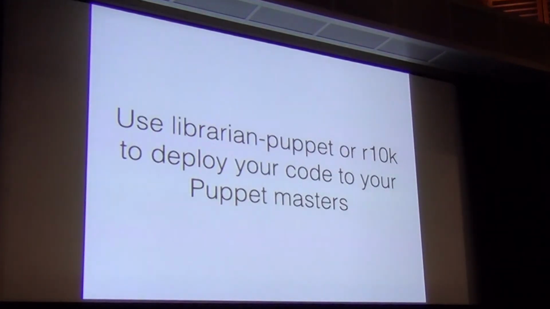Use Librarian-Puppet or r10k to deploy your Puppet code to your masters. Librarian-Puppet and r10k are great tools that can help you manage your Puppet modules, sort of in the same way that Bundler manages Ruby gems. This can help enforce your workflow and keep your deployment pipeline clear.